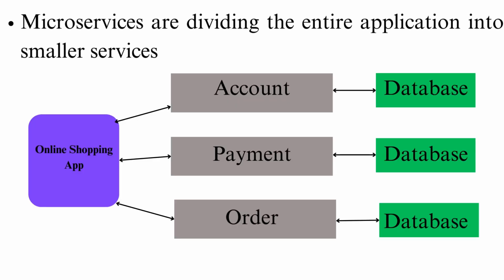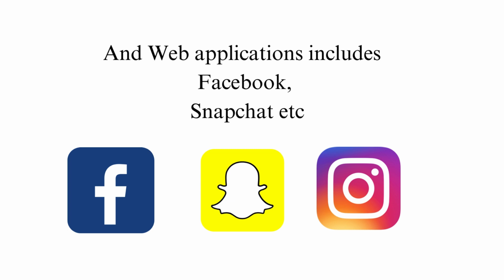And microservices are something like dividing the entire application into smaller services. Let us take an example of any online shopping service, for example, Amazon. There, for account they have a different service, for payment they have a different service, for order they have a different service, and each service has its own database. This is what we call microservices. And web applications we know, such as Facebook, Snapchat, TikTok, all come under web applications.